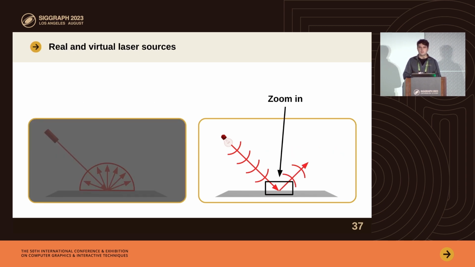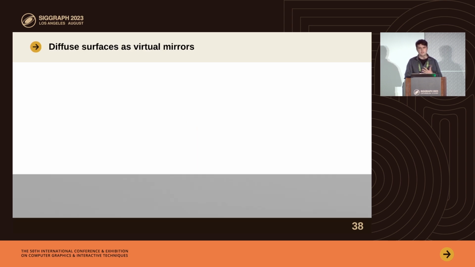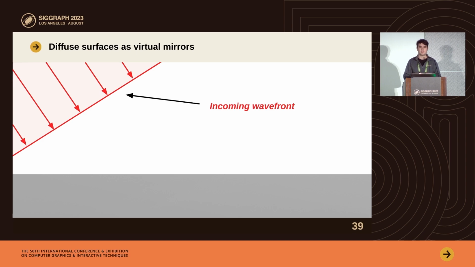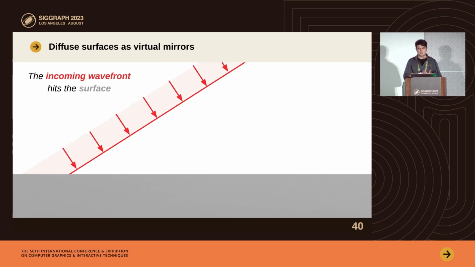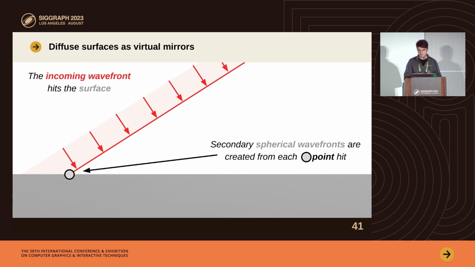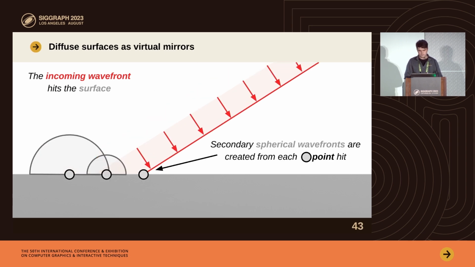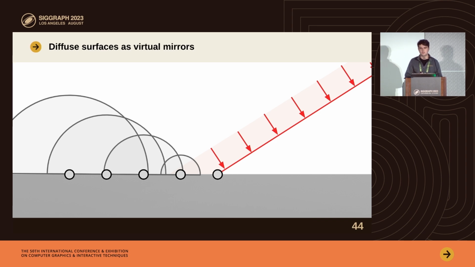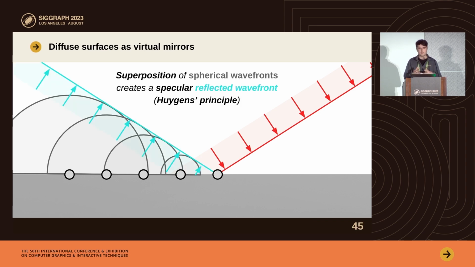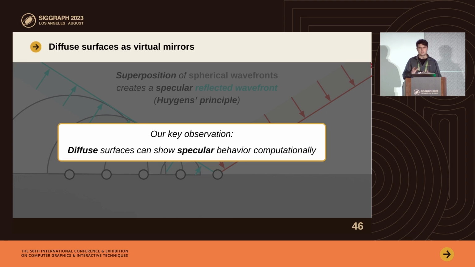In order to understand why, let's zoom in on the surface to see why this happens. At this level of zoom, the illumination is represented as this incoming wavefront, which is now planar with respect to the surface. As it hits the surface, it's going to create additional secondary wavefronts which propagate spherically over time. The main observation is that the superposition of all of these spherical wavefronts creates a reflected wavefront which propagates in the specular direction. This is just explained by wave interference and Huygens' principle, so it's just basic physics principles. So this is our key observation. We observe that diffuse surfaces can exhibit specular behavior in the computational domain, and we call those surfaces virtual mirrors.